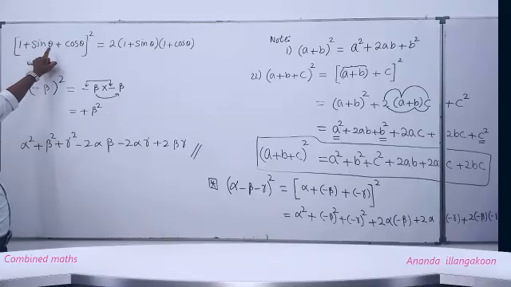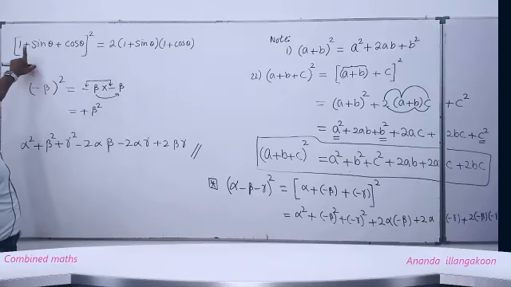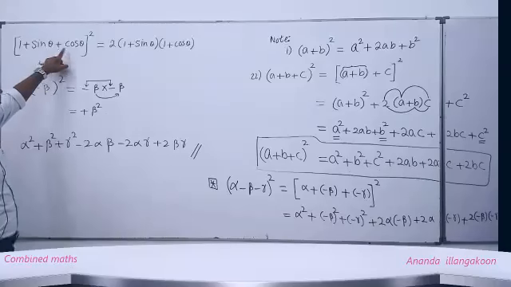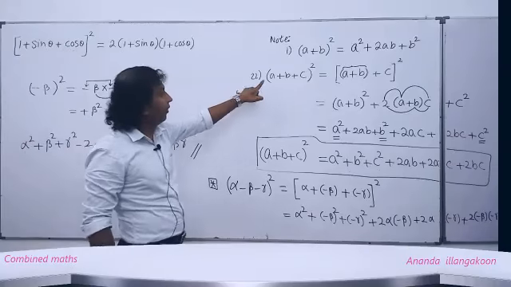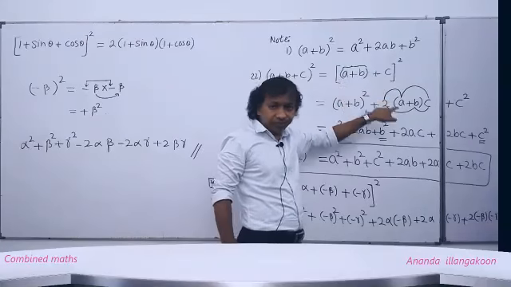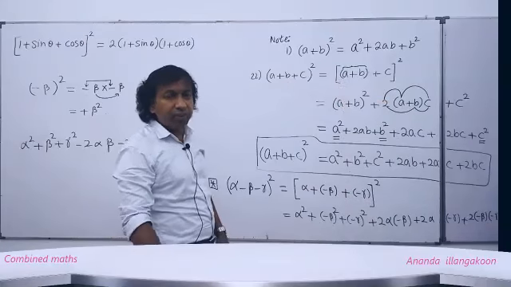1 plus sin theta plus cos theta, perfect square. Take this as A, this as B, and this as C. Then we do the ABC perfect square. Right, now start.